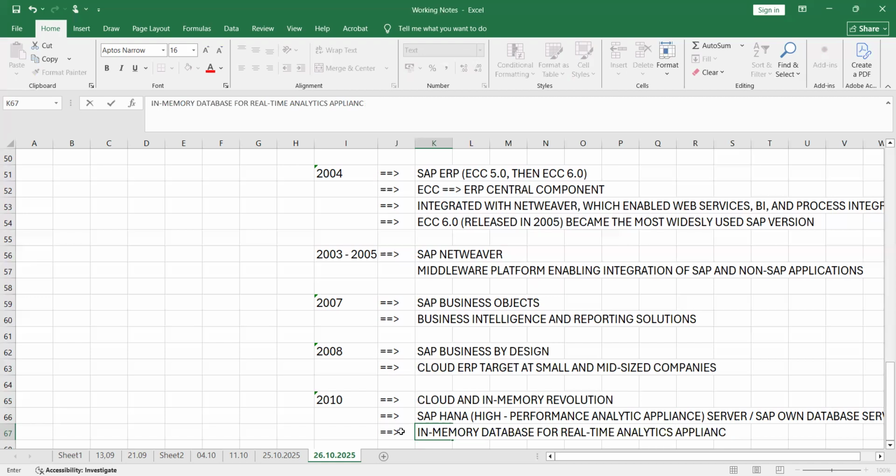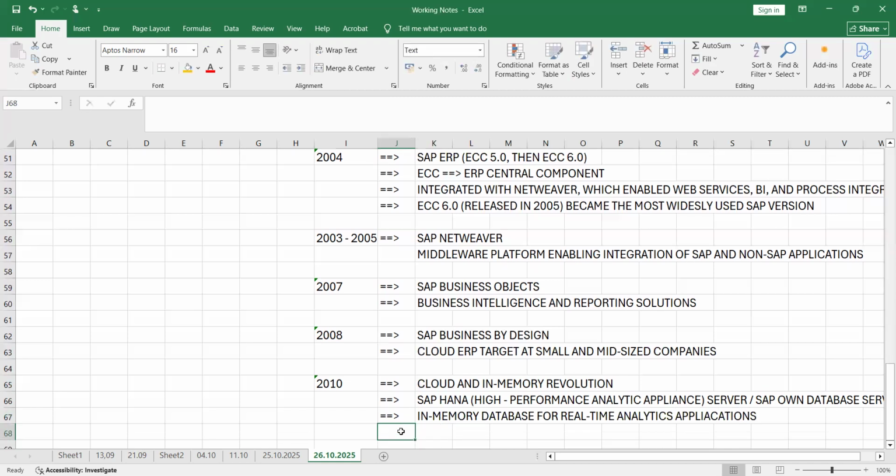What do you mean appliance? Applications are nothing but applications. Easy to understand. Clear? In-memory database for all real-time analytics means whatever analysis you want to do with the reports. So whatever applications, whatever department. So SAP came up with the in-memory database concept. Clear?